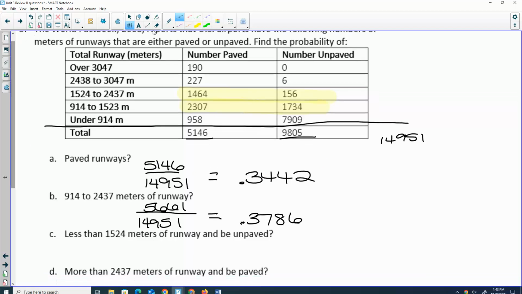Part C. This time it says less than 1,524 meters and unpaved. So less than 1,524 means it could be one of these two groups, but it has to be unpaved. So I'm only looking at those two. Those are the only ones less than this length and unpaved.